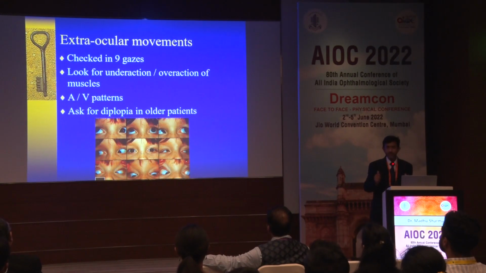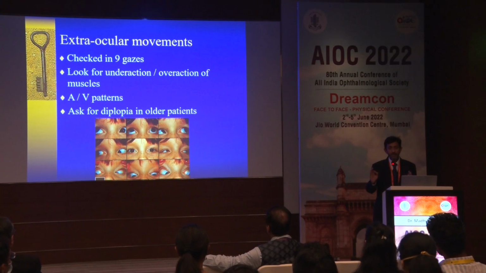I think more than doing the test, you should know when to do it. So the four prism diopter test is done when you have slightly reduced vision in one eye and you can't explain it.